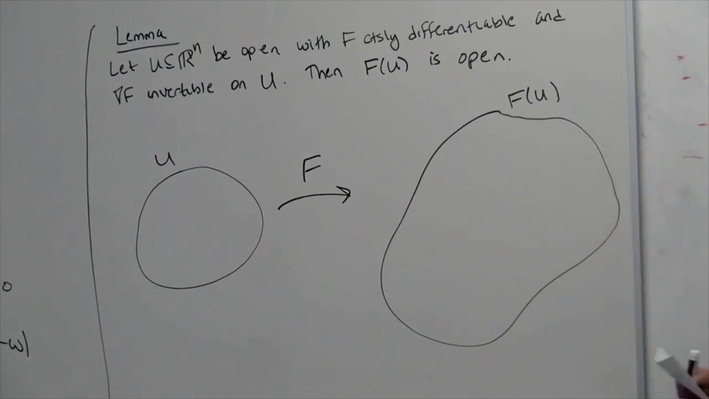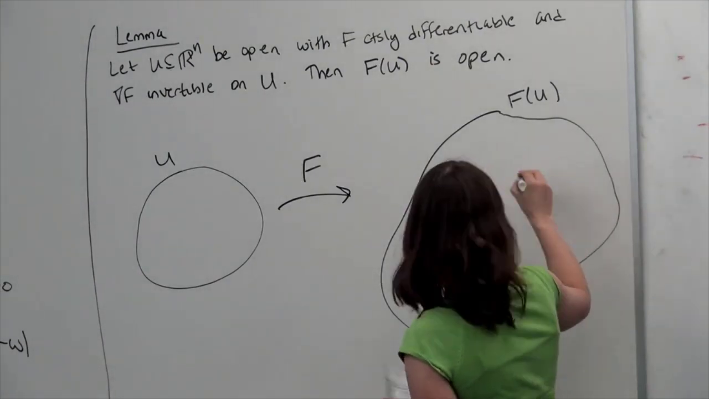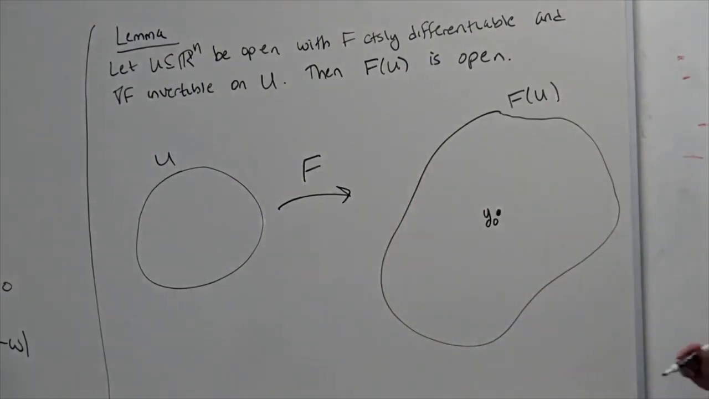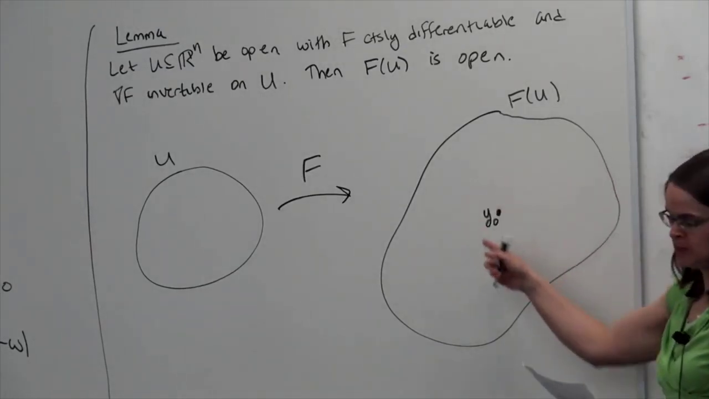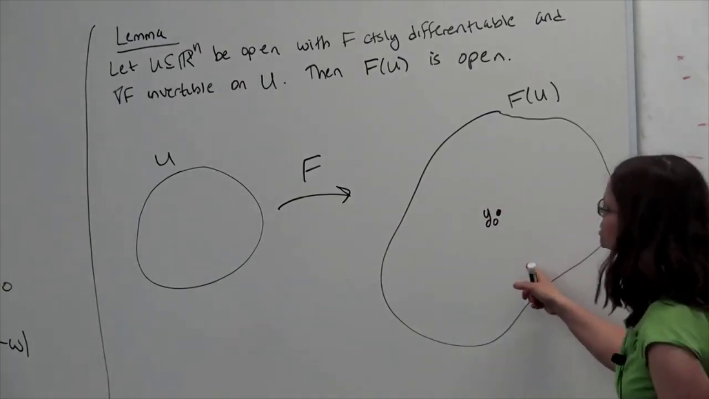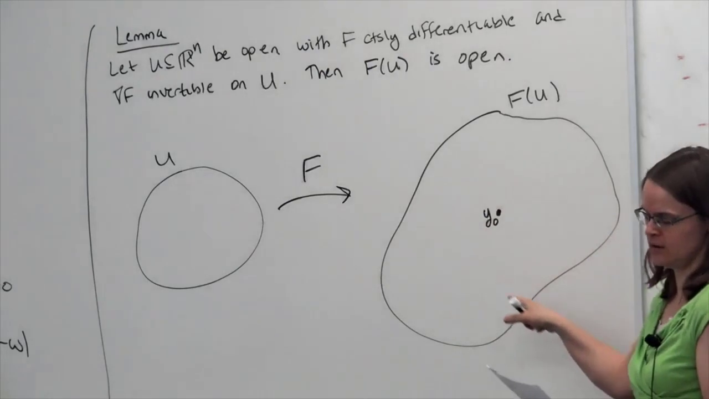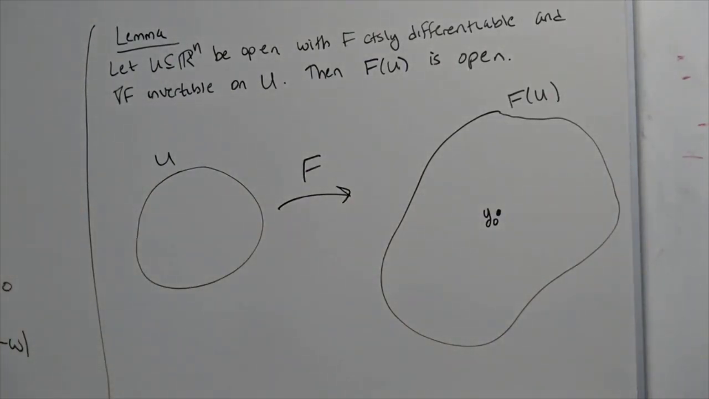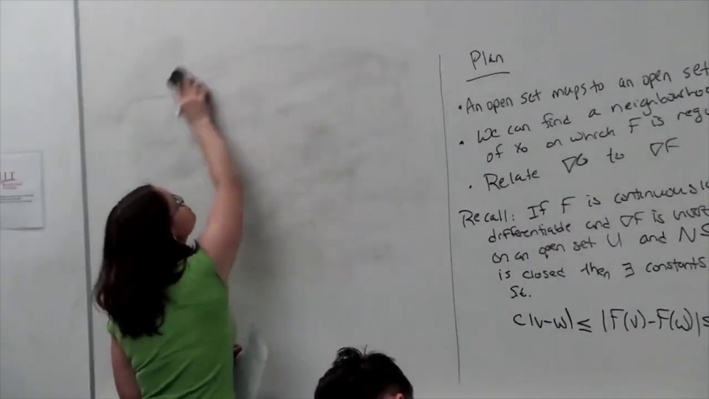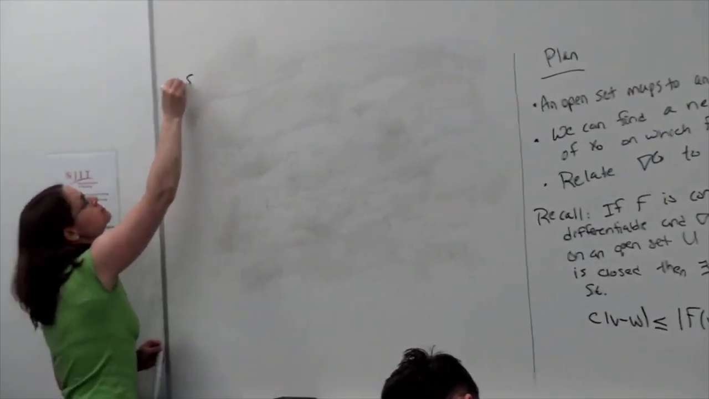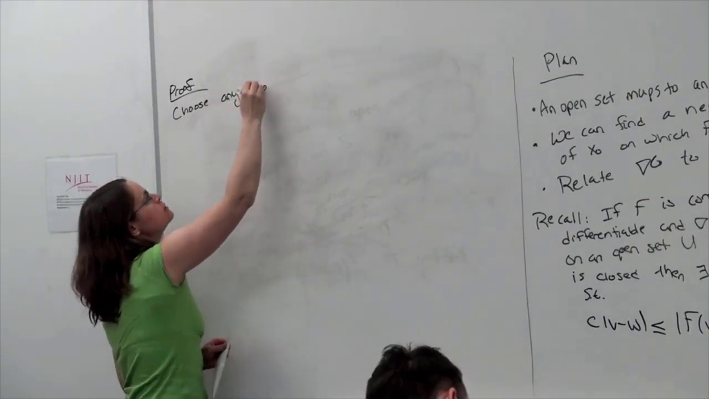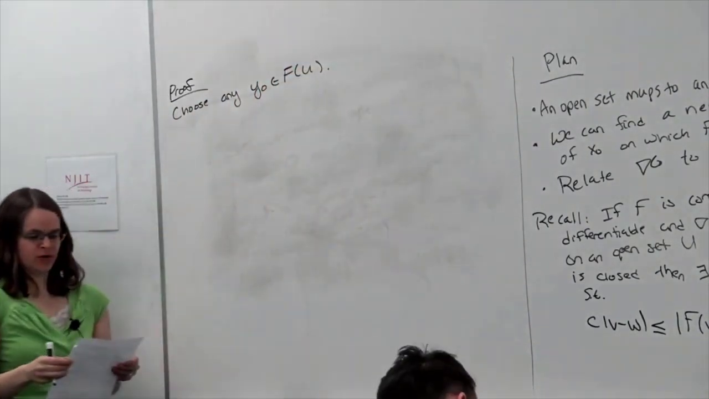Right, so I'm going to pick a generic point in this set. I'm going to call it y naught. I'm going to draw it close to the center here just to give myself room to work, but of course this can be any point in this set. And our goal is to show that this is an interior point. What does that mean? It means I need to be able to draw some kind of neighborhood around here that completely stays in the set. So that's our goal, to construct some neighborhood around this point. Okay, so let's choose any y naught in this set, and we know what we're trying to do: build a neighborhood around this.